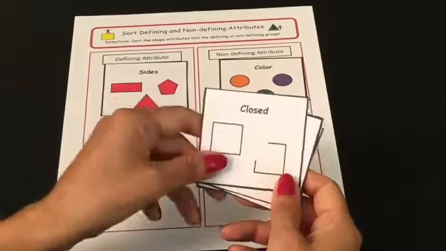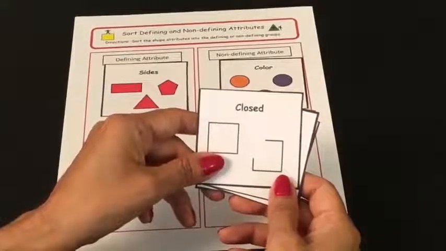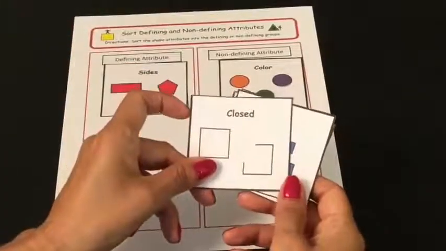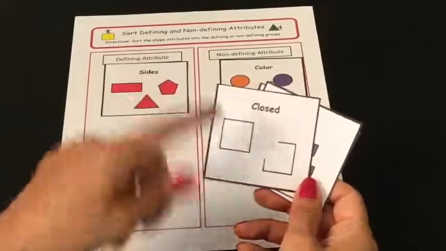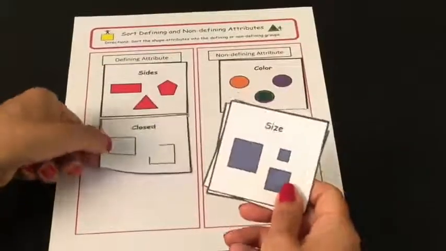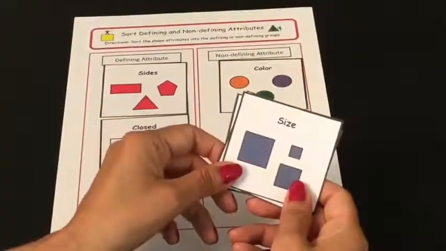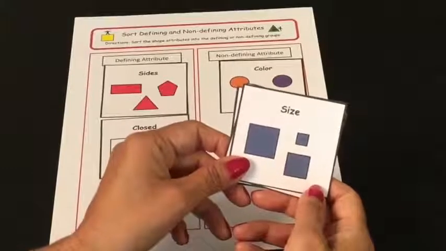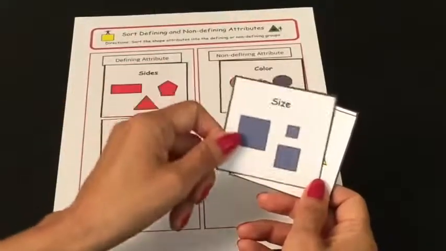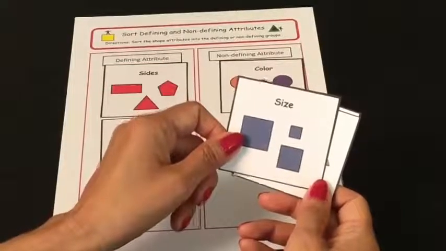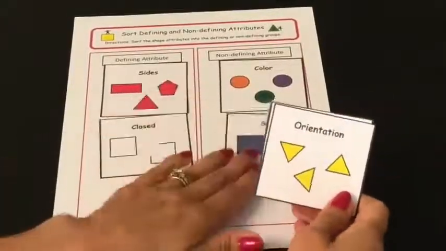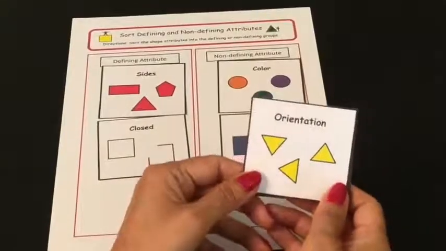All right, here's the next one. Closed. Does it matter if the shape is closed? Is this a defining or a non-defining attribute? Okay, it does matter. The shape has to be closed in order to be called a shape, so it is a defining attribute. All right, the next one is size. Does the size matter? Is this a defining or a non-defining attribute? The size does not matter, so it is a non-defining attribute. It can be any size, it's still the shape.